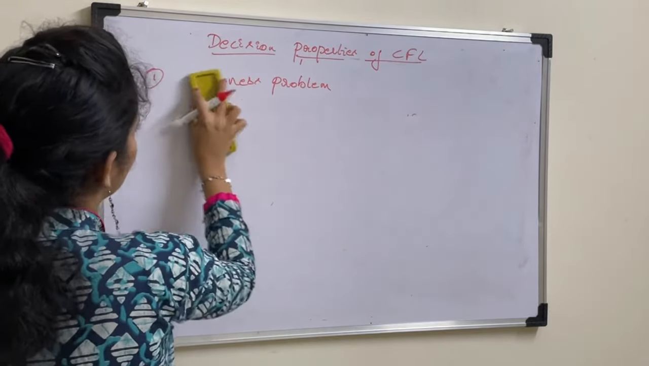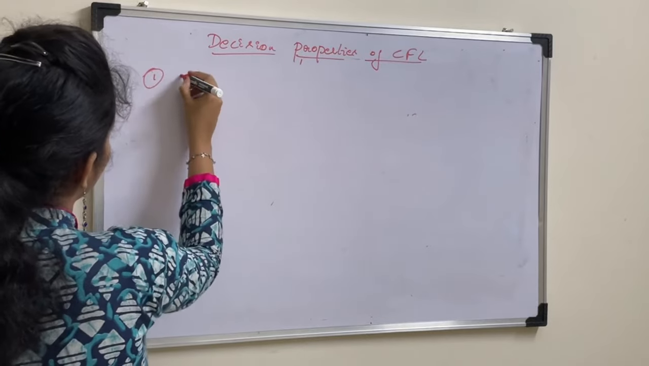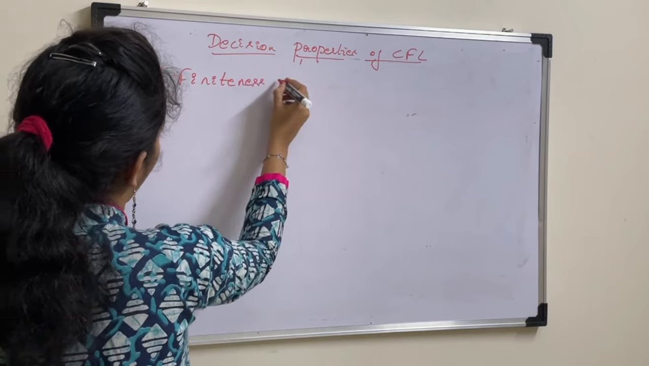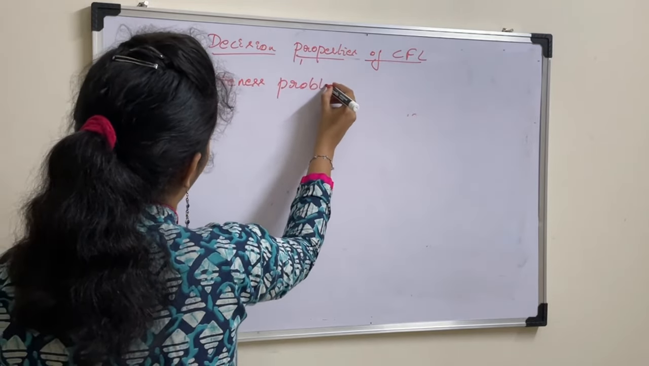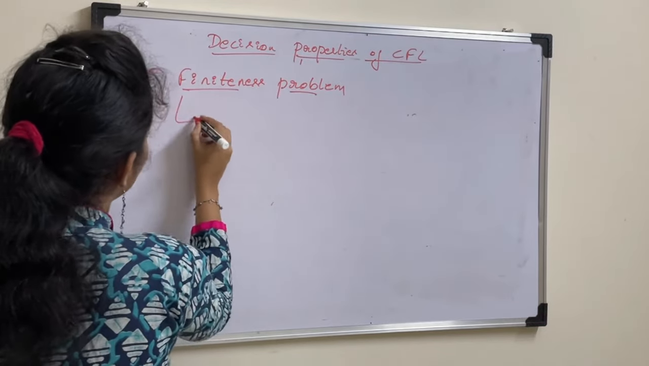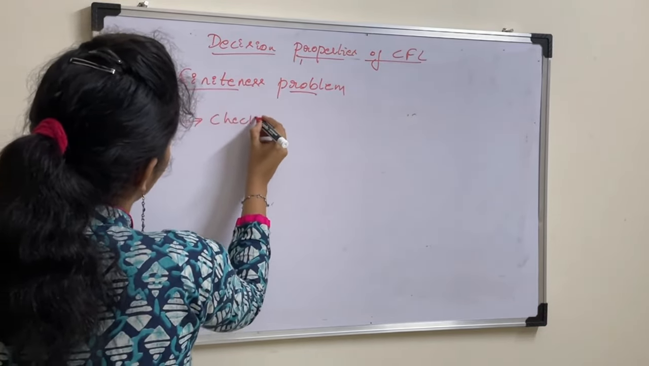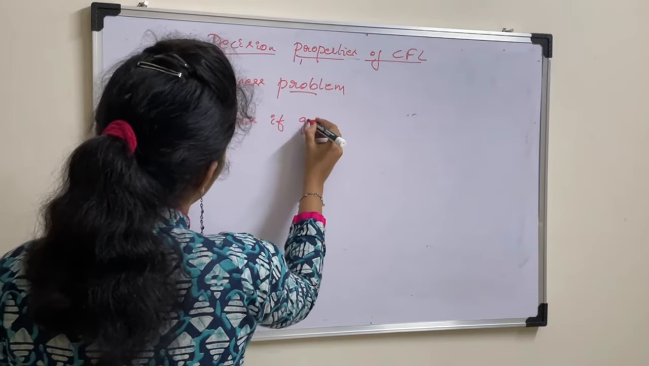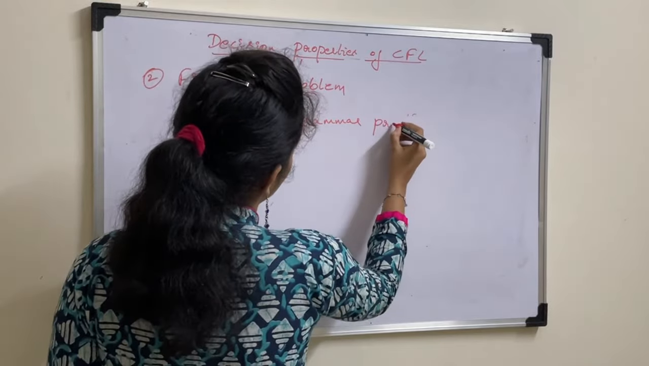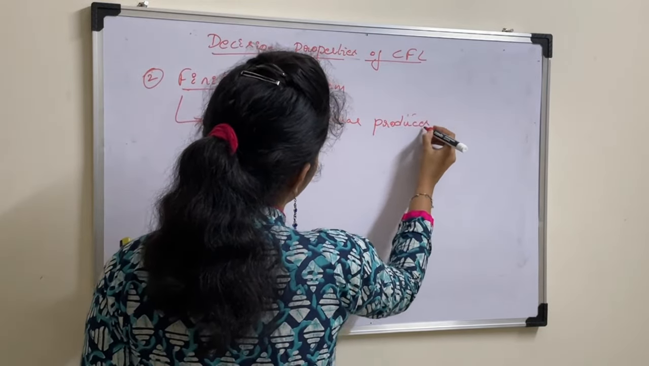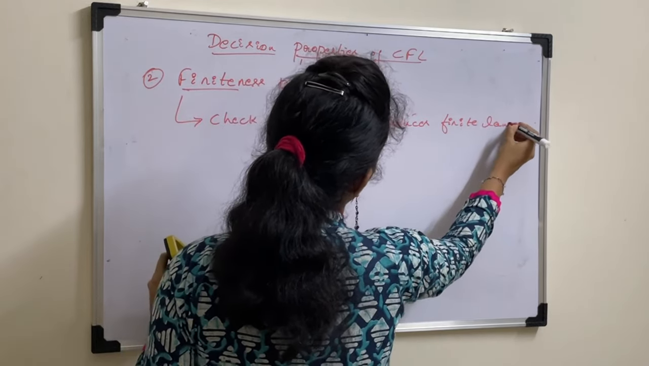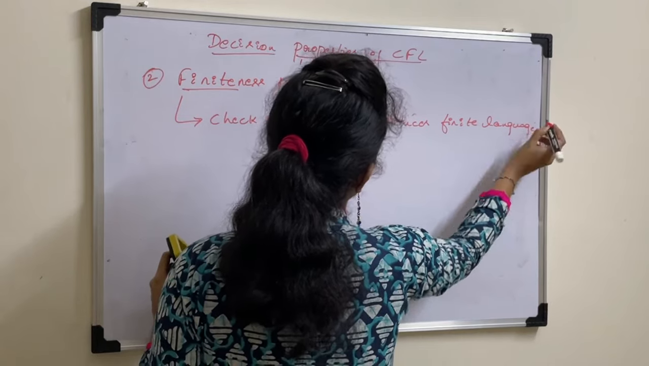Next, the second problem is the finiteness problem. Here we'll check whether the grammar produces a finite language or not. Check if the grammar produces or generates a finite language. You already know the difference between finite and infinite languages, right?